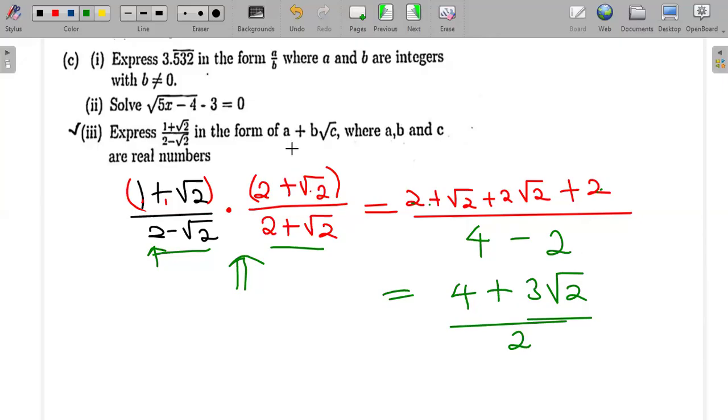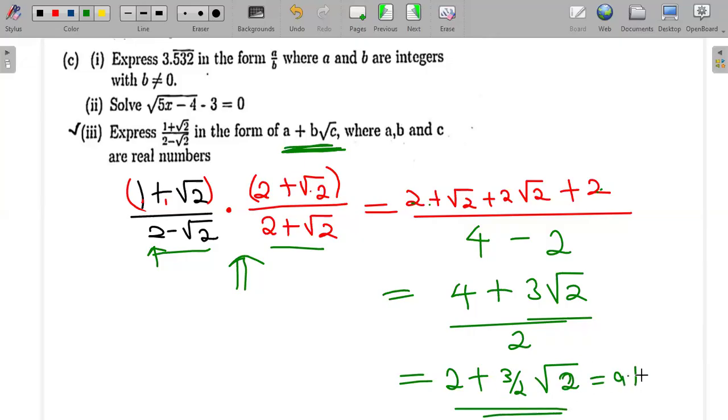Okay? And then they told us to express it in this form. So we're going to divide this 4 by the 2 and this 3 root of 2 by the 2. So it's going to be 2 plus 3 over 2, root of 2, like that. So you can clearly see that this one now is in the form of a plus b root of c. Okay, so that is it for this question.